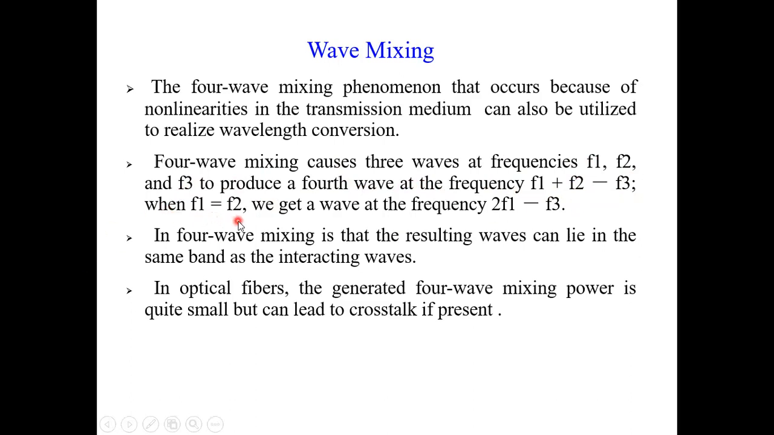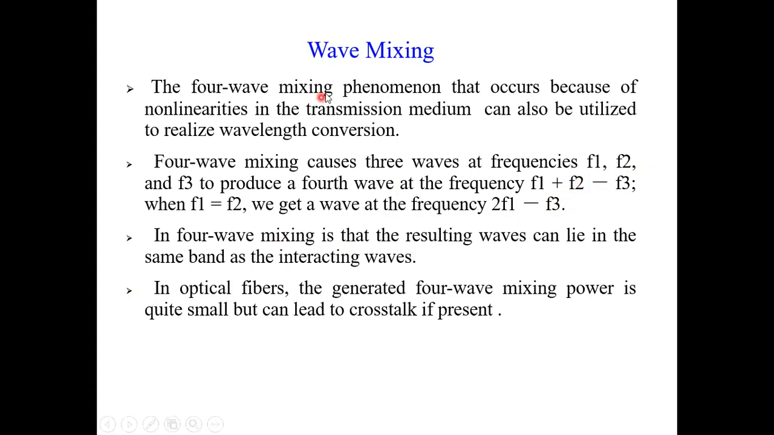Now, when F1 is equal to F2, we have a wave at frequency 2F1 minus F3. So using these three frequency combinations, I can generate the fourth wave. By mixing these waves, I generate the next wave of a different frequency. Right now we are talking in terms of frequency, but actually it is wavelength. Wavelength and frequency are reciprocal of each other, so don't get confused that frequency was said but we call it wavelength. They are related to each other.